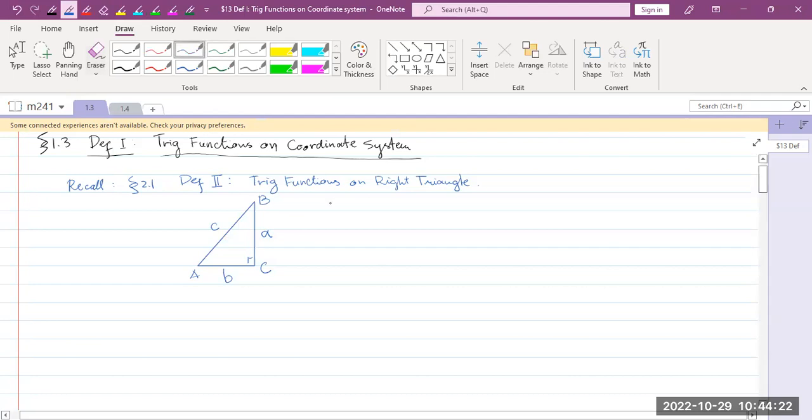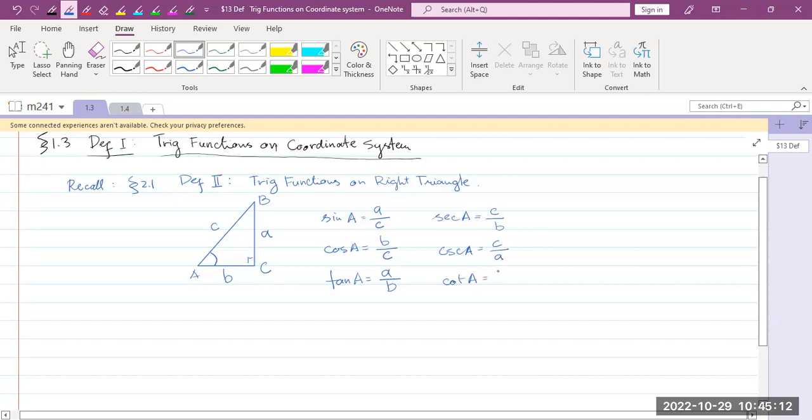Now for angle A, sine A is defined to be the opposite side over the hypotenuse. Cosine A is the adjacent of angle A, which is side b, over hypotenuse, and tangent A is the opposite side over the adjacent. That's for the primary trig functions. Then the secondary ones: secant A, the reciprocal of cosine, is hypotenuse over adjacent. Cosecant A is hypotenuse over opposite, and cotangent A, the reciprocal of tangent, is adjacent over opposite. These are the trig functions.